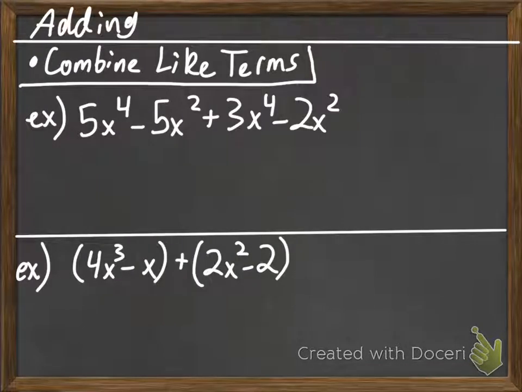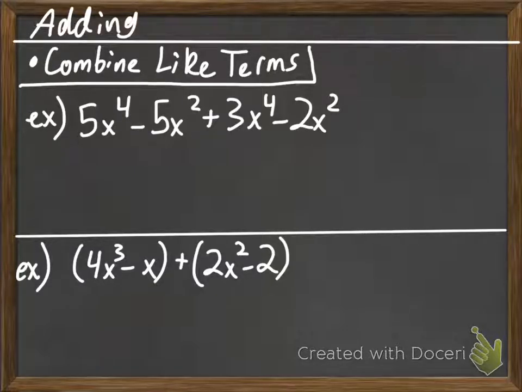So let's get into adding. Whenever we're adding our polynomials, we're going to just combine like terms. And we need to remember that x squared is different than x to the third, which is different than x to the fourth, and so on and so forth.